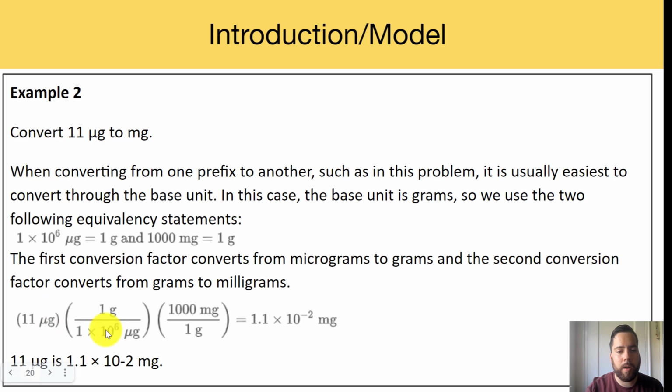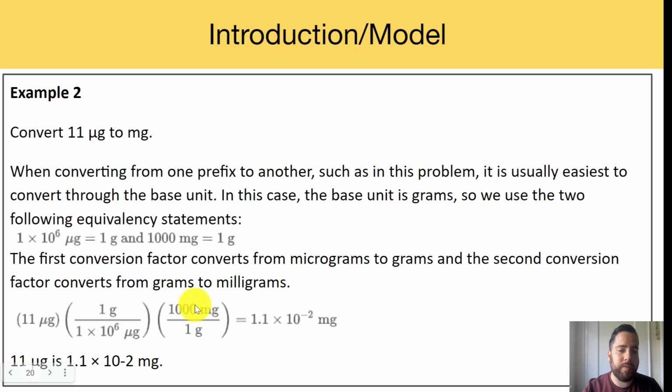We're going to set up our conversion factor. We want micrograms to cancel out. We're going to go to grams first. So micrograms goes on the bottom, so it can cancel out. Grams goes on the top. That's our initially desired unit. Grams is the larger unit, so that gets the 1. There's 1 times 10 to the 6th micrograms in 1 gram. So that is your first conversion factor.